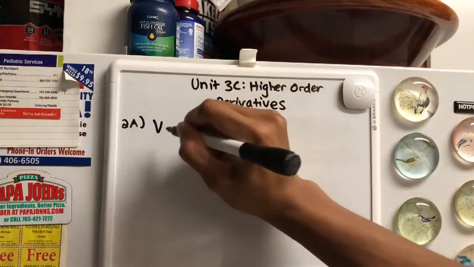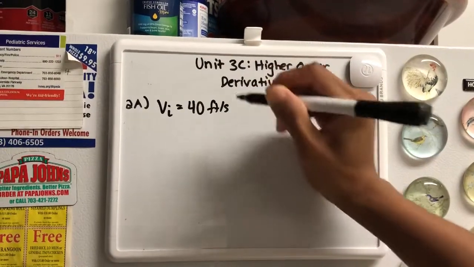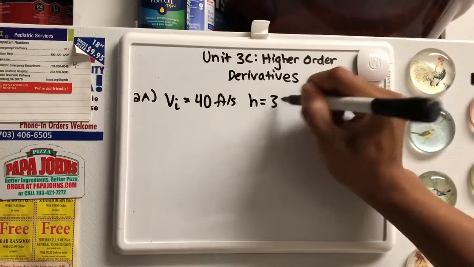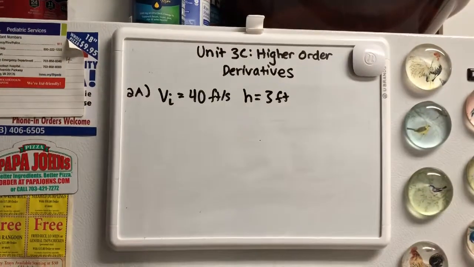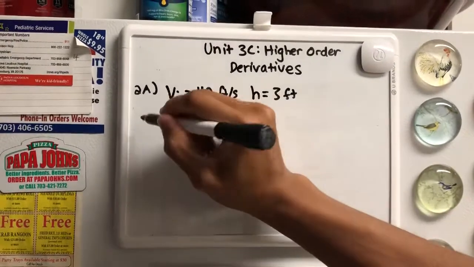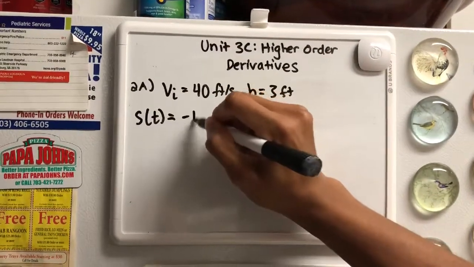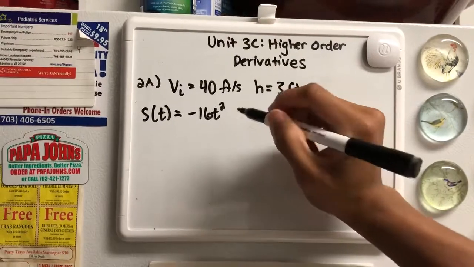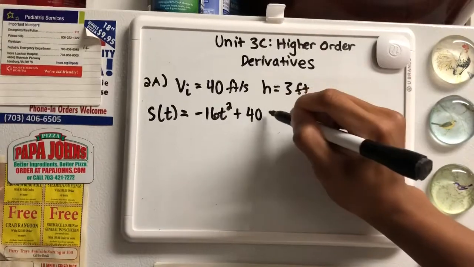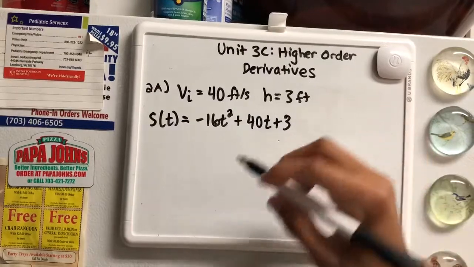So we know that the ball was kicked with an initial velocity of 40 feet per second. So that would be initial velocity equals 40 feet per second. And it was kicked from a height of 3 feet. H equals 3. So to find the position, velocity, and acceleration functions of the ball's movement, we're going to have to start with the position function. S of t equals negative 16t squared plus, we plug in the 40 feet per second for the velocity, 40t plus 3, which is the height the ball was kicked from.